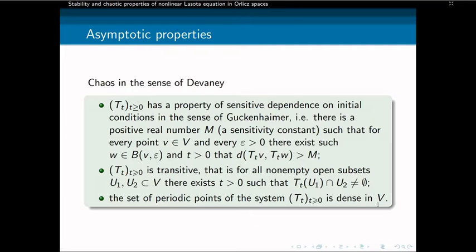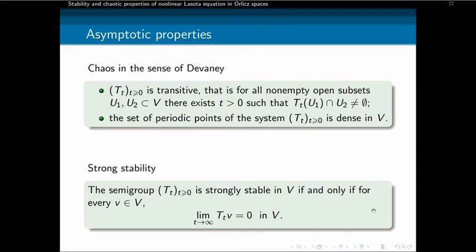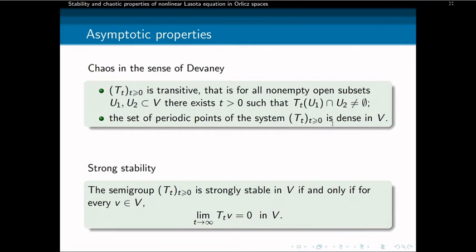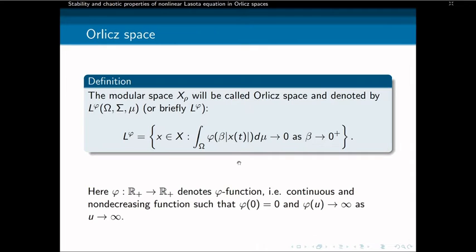But we can shorten the definition to two conditions because it was proved that the property of sensitive dependence on initial conditions in the sense of Guckenheimer follows immediately from transitivity of the system and density of the set of periodic points. The appropriate proofs can be found in Banks et al. for discrete-time systems, and in Lasota's paper for the continuous case. So we can reduce this definition of chaos in the sense of Devaney. We also consider strong stability for dynamical system T. We consider these asymptotic properties in Orlicz space.